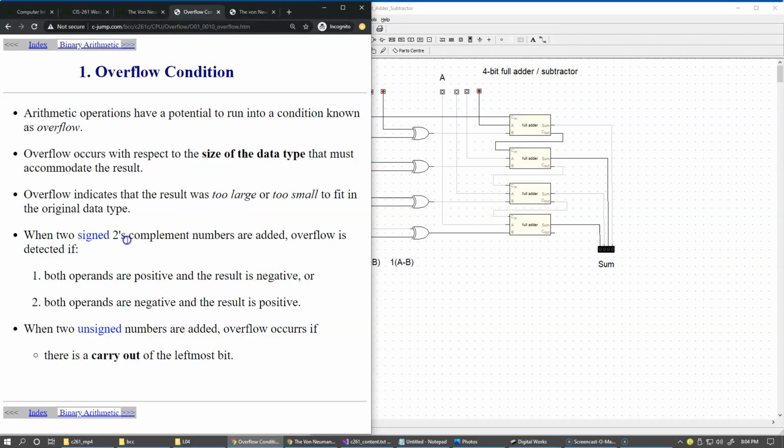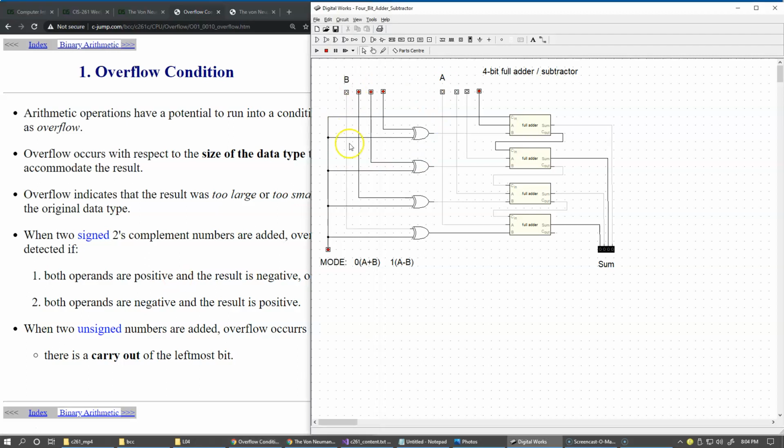So with signed two's complement numbers, in other words, both positive and negative encodings of numbers, the overflow derives from the situation where both operands are positive, one value plus another value, but the result is negative. And on the other hand, when both operands are negative and we're adding them together, expecting an even larger negative number, the result becomes positive. I mean the magnitude of the negative number should be larger, but we get a positive result. Let's see if we can reproduce some of these results using our adder subtractor.